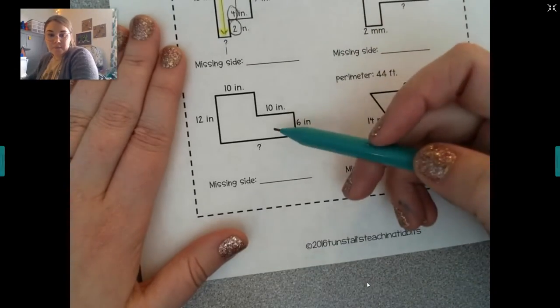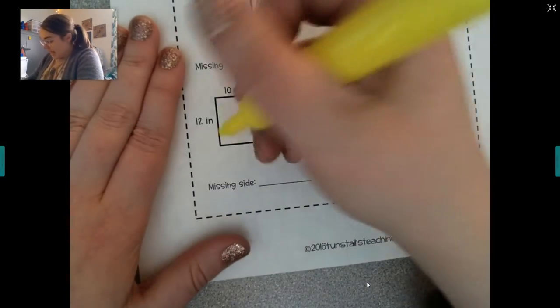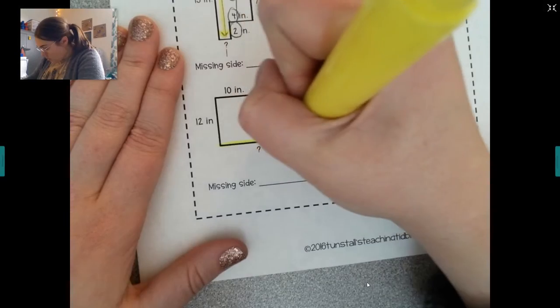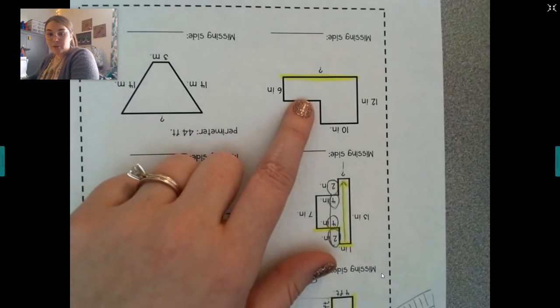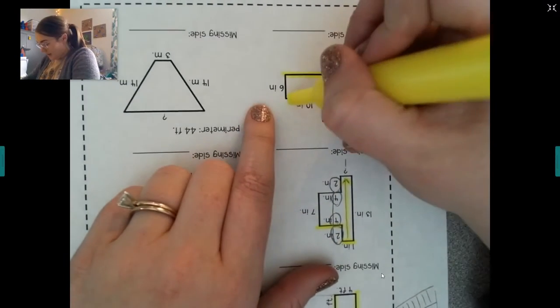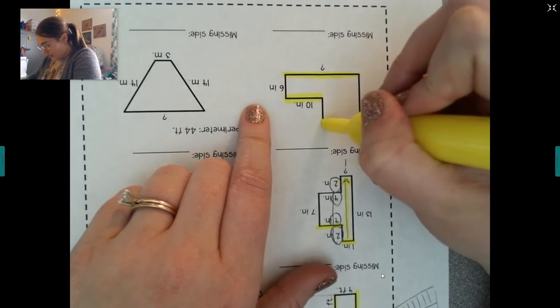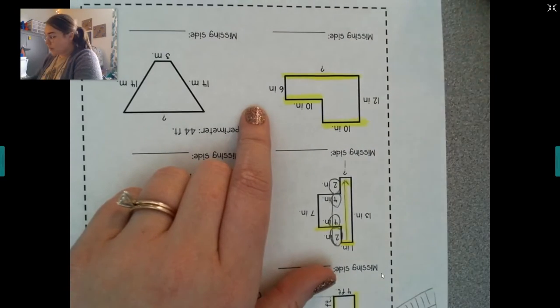Okay, let's try this one. This one is asking for the whole side, right? So I'm going to look at it like this. I've got my whole side, but I don't know what that is. But guess what? I do have this one, and I do have this one. So what would this side be?